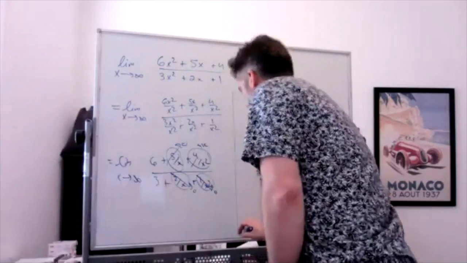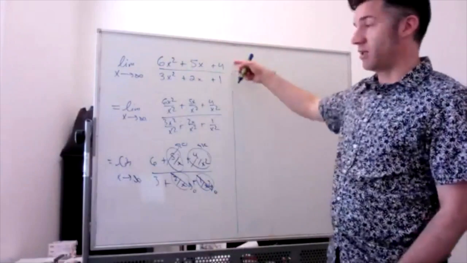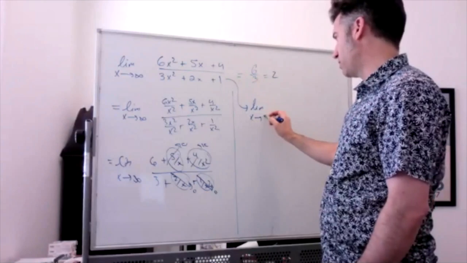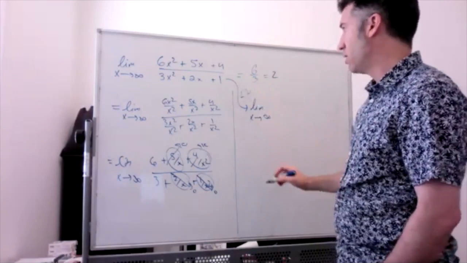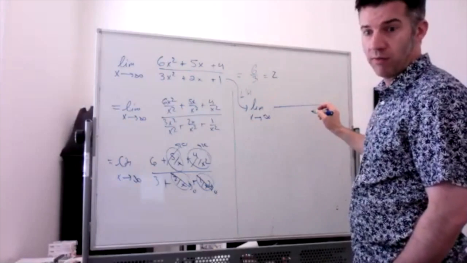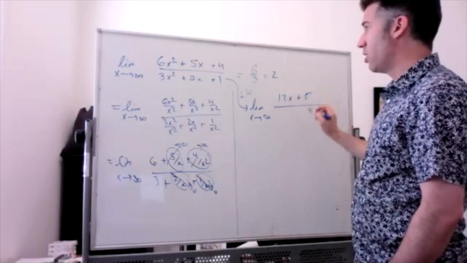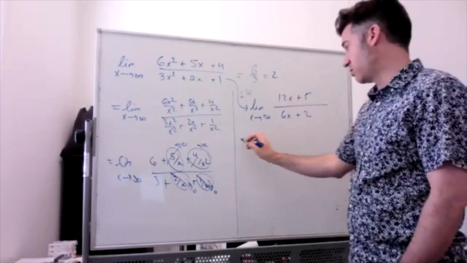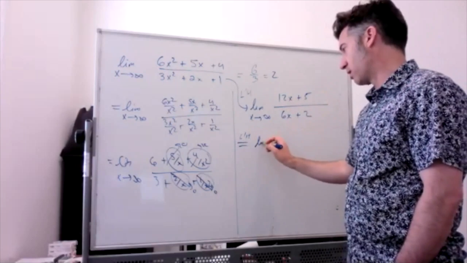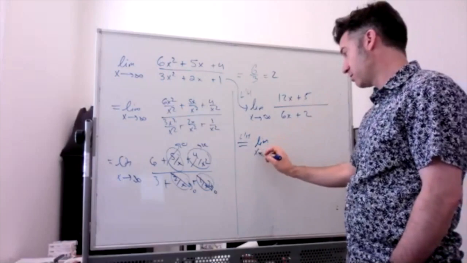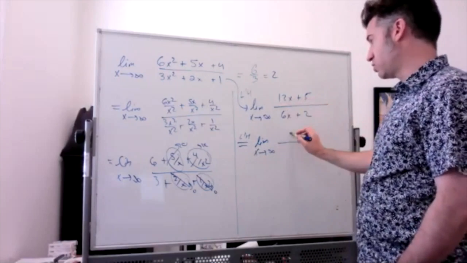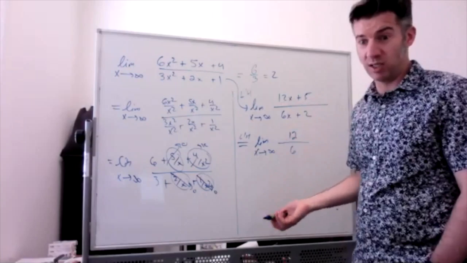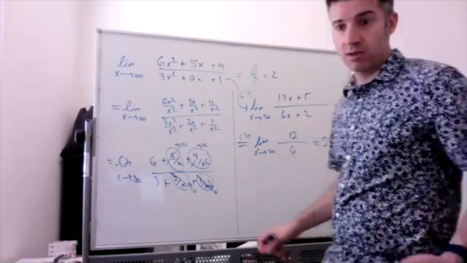But we could also use L'Hopital's rule. It's an infinity over infinity type. So we could say this is equal to the limit as x goes to infinity, and let me write a little L apostrophe H, of the derivative of the top, which is 12x plus 5, over the derivative of the bottom, which is 6x plus 2. And then still infinity over infinity, so we do it again. We get the limit, still a limit, right? It's always a limit. As x goes to infinity, the derivative of the top is 12 and the derivative of the bottom is 6. 12 over 6 is 2, and the limit of a constant is just the constant. So look, same answer.